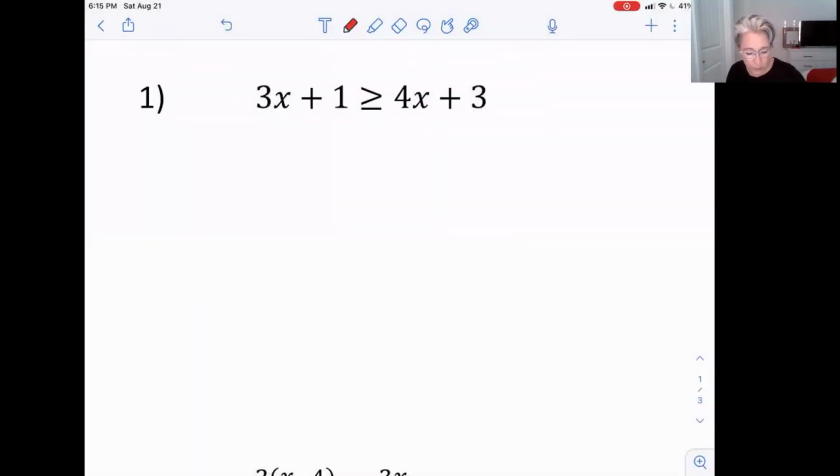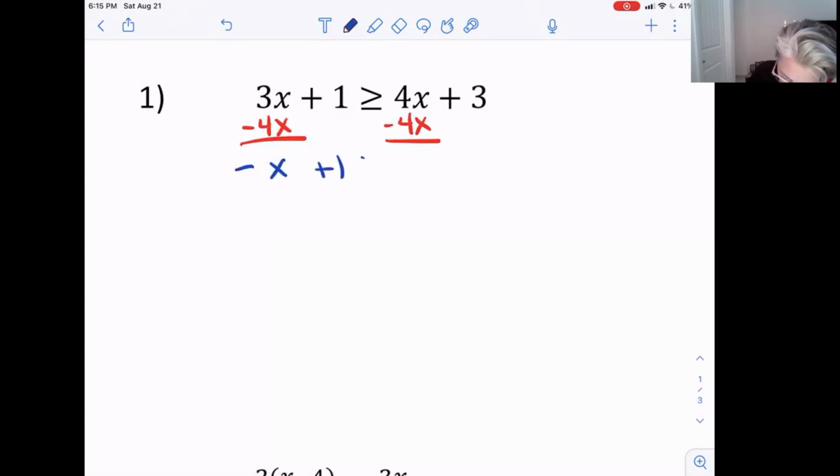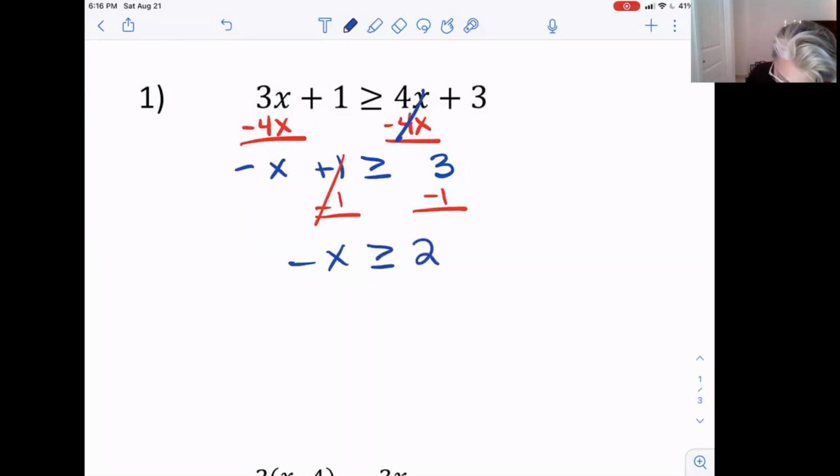We have 3x plus 1 greater than or equal to 4x plus 3. It does not matter which x term we move. Let's go ahead and subtract 4x from both sides so we can deal with dividing by a negative. We get negative x plus 1 greater than or equal to 3. Subtract 1 from both sides. We get negative x is greater than or equal to 2.